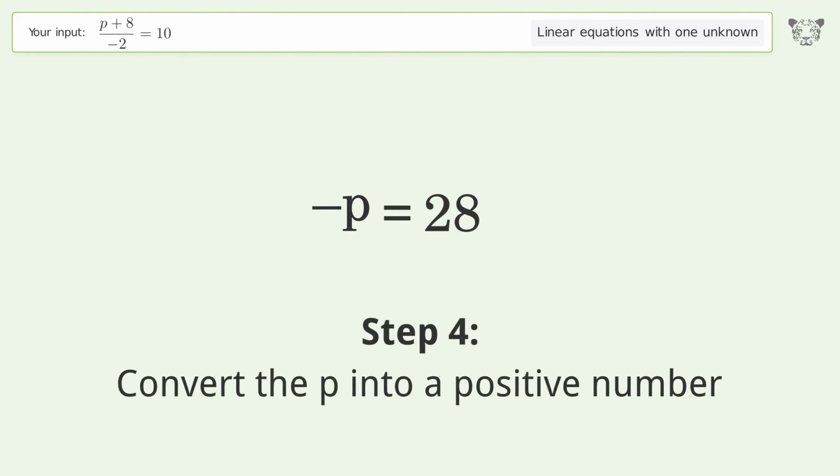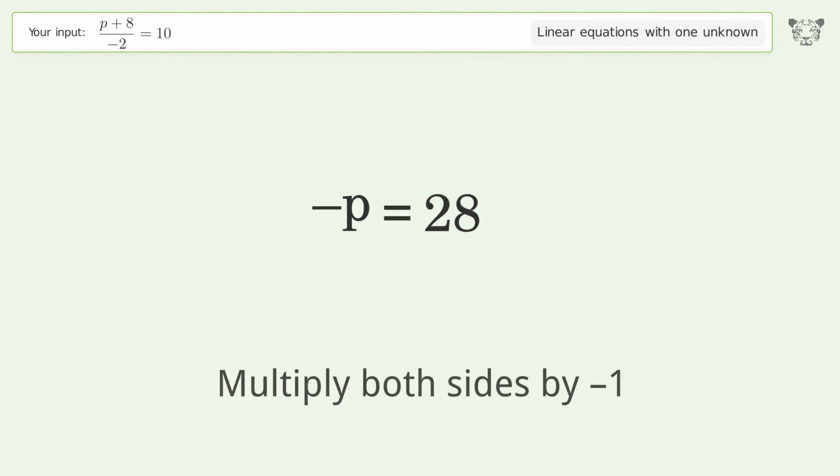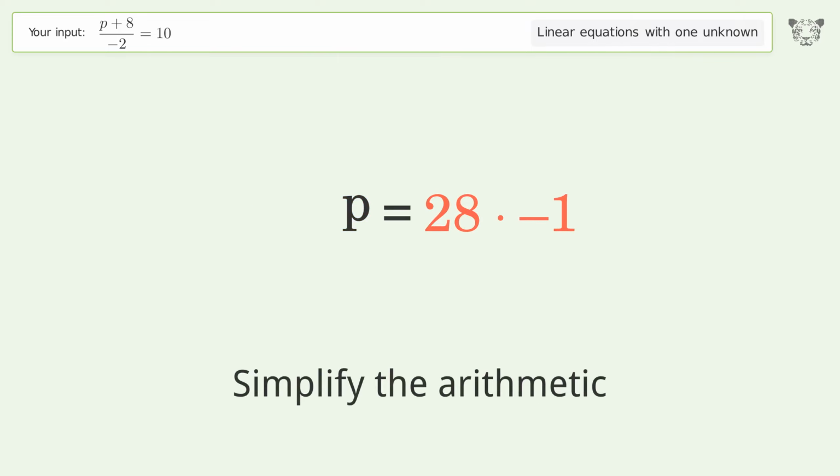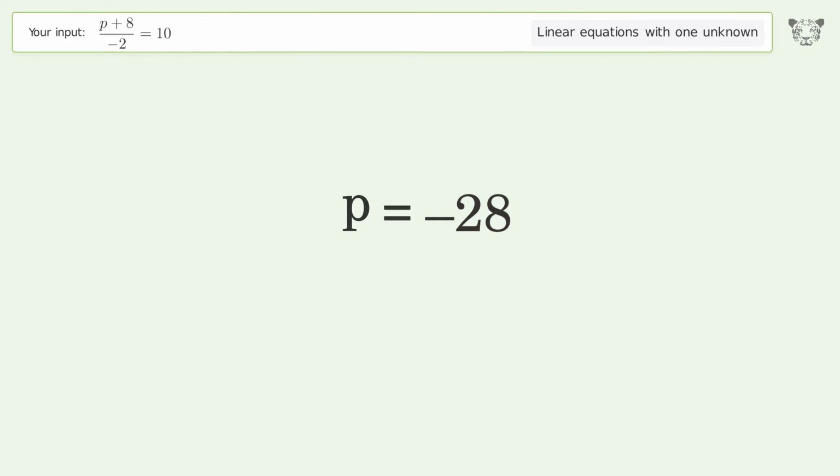Convert the p into a positive number. Multiply both sides by -1. Remove the ones. Simplify the arithmetic. And so the final result is p equals -28.